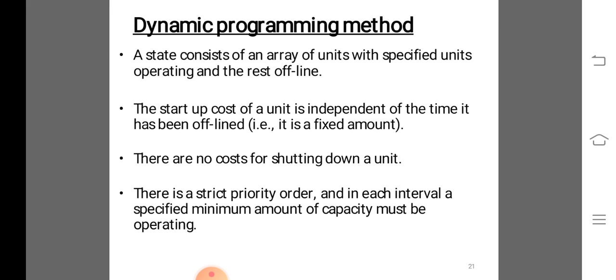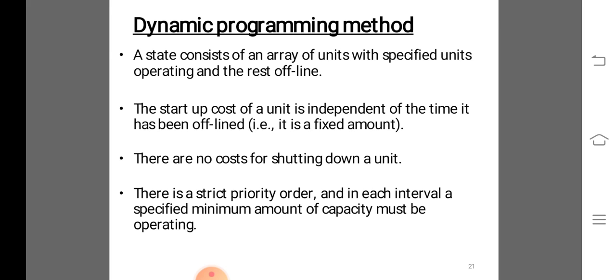In the dynamic programming approach that follows, we assume that a state consists of an array of units with specified units operating. The startup cost of a unit is independent of the time it has been offline. There are no costs for shutting down a unit. There is a strict priority order, and in each interval a minimum amount of capacity must be operating.